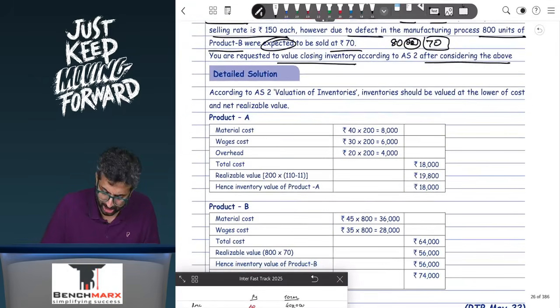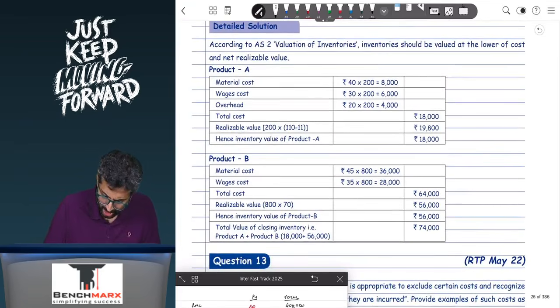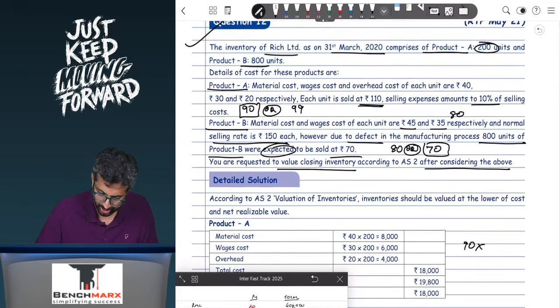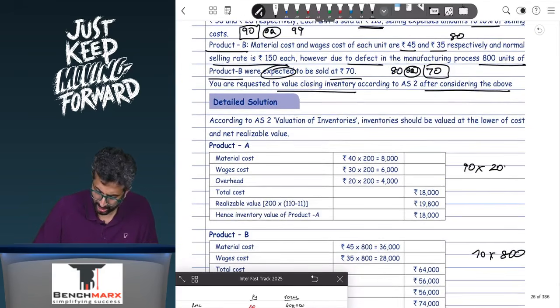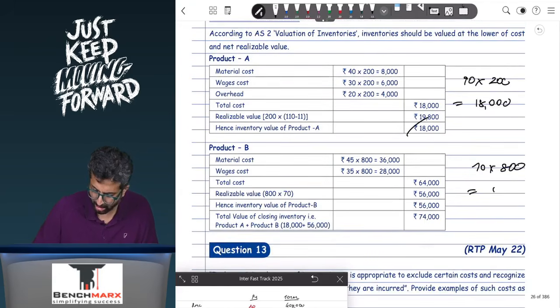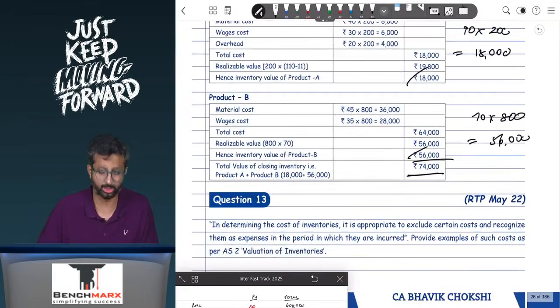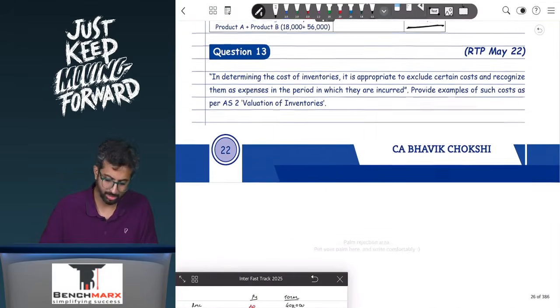So your closing inventory will be over here. If I look at the number of units, this is 70 into 800 and 90 into 200. 90 into 200 will come to 18,000. Perfect. And 70 into 800 comes to 56,000. Perfect. And hence the total comes to 74,000. Quite easy and scoring as well. Question number 12. Next you go to question number 13.